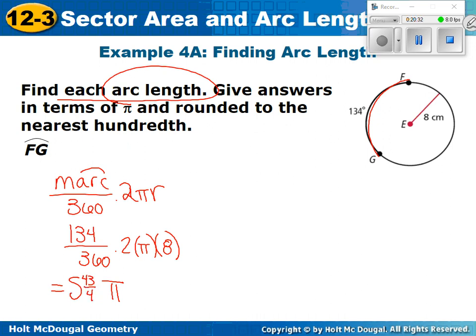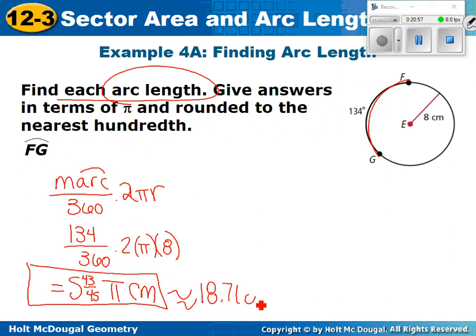Very good. 5 and 43/45. So 5 and 43/45 pi units, just centimeters, right? We're not finding area, we're finding the length of the arc, so it should not be squared. Okay, and then if we round it, what did you get to the nearest hundredth? 18.71 centimeters. Questions on arc length? It's not squared, because it's the length of the arc, not the area of the shape.